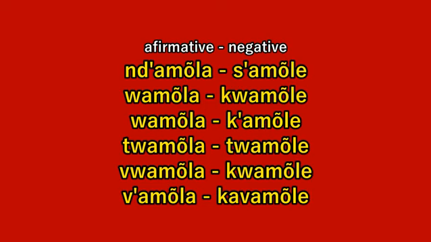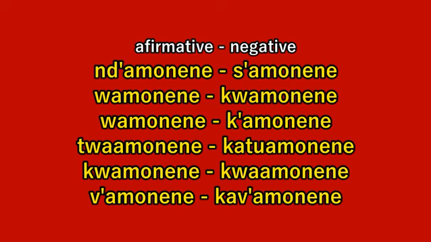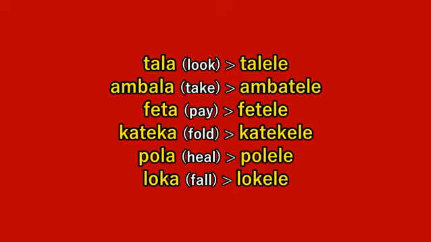The remote past is formed by a number of suffixes, ile, ele, or ine, or ene, depending on the verb. In the negative, it doesn't change. Ndamonene, I saw it in the more remote past. Samonene, I didn't see. Wamonene, you saw. Kwamonene, you didn't see, etc. Typically, verbs that contain the nasal consonants m and n receive the suffix ene, ine. The other ones receive ele, ile.